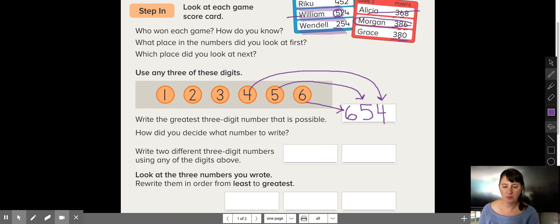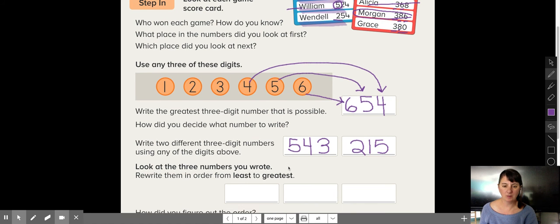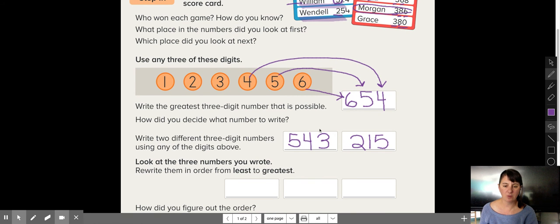And now we're going to write 2 different 3-digit numbers using any of these digits above. So we're just going to make any numbers. Okay, how about 543 and 215. Okay. We're going to look at these 3 numbers. So 654, 543, and 215.